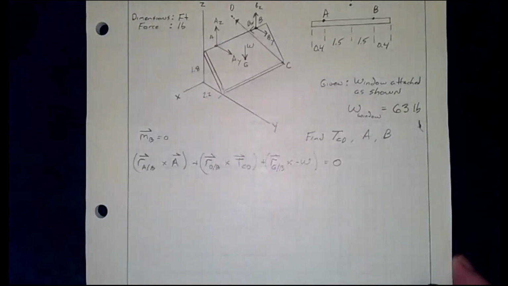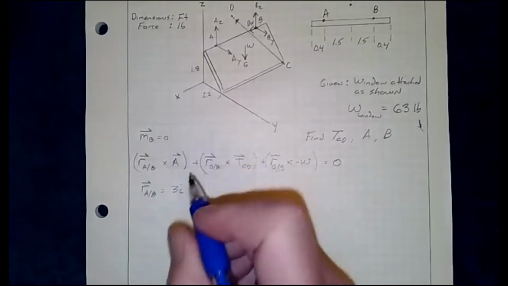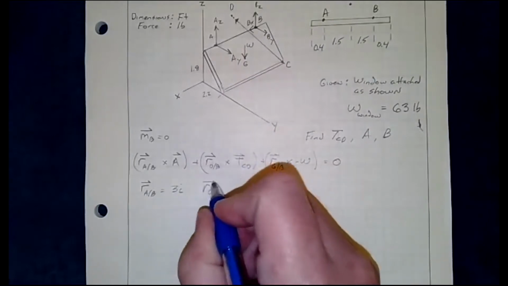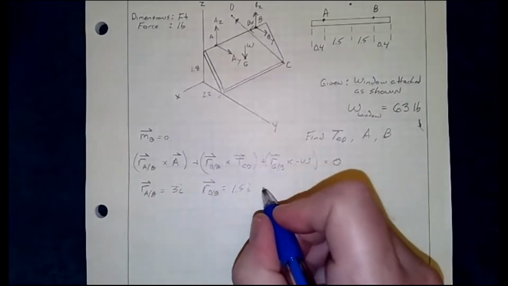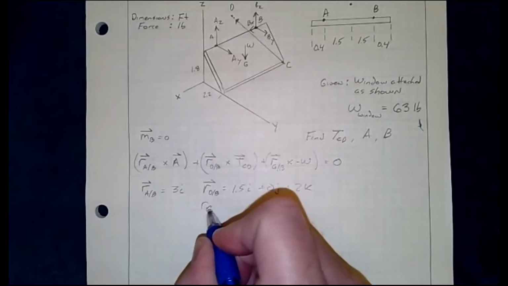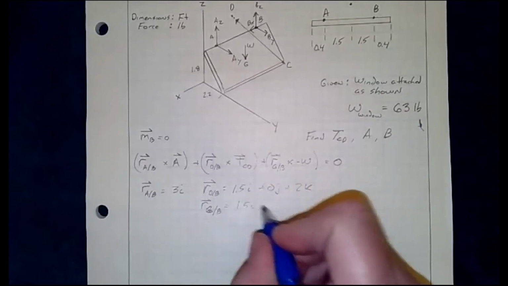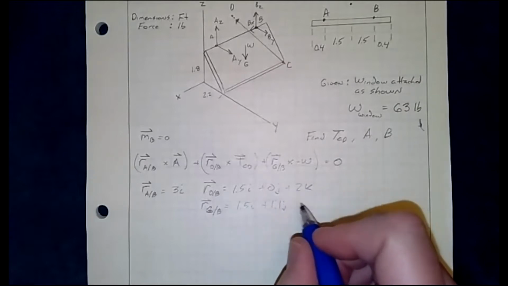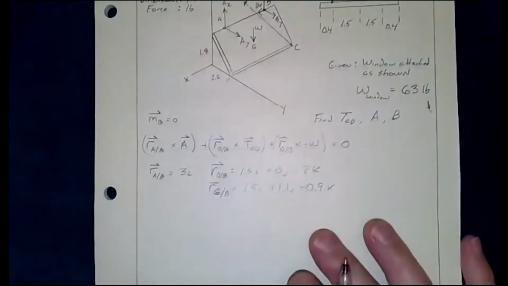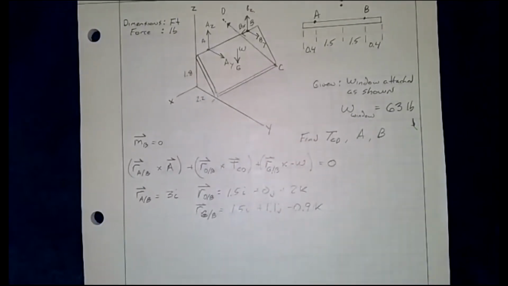So if we go ahead, let's figure out what our r_A relative to B is. That's going to be equal to 3i, because if I'm going from B to A, I just go over 3 feet. And then r_D relative to B is going to be 1.5i plus 0j plus 2k. And then lastly, r_G relative to B, with the weight, is going to be 1.5i plus 1.1j minus 0.9k. And notice I'm not worrying about sig figs here. I just want to get the numbers down, make sure we have it. So I also, we have the dimensions. We were given the T_CD, I believe.